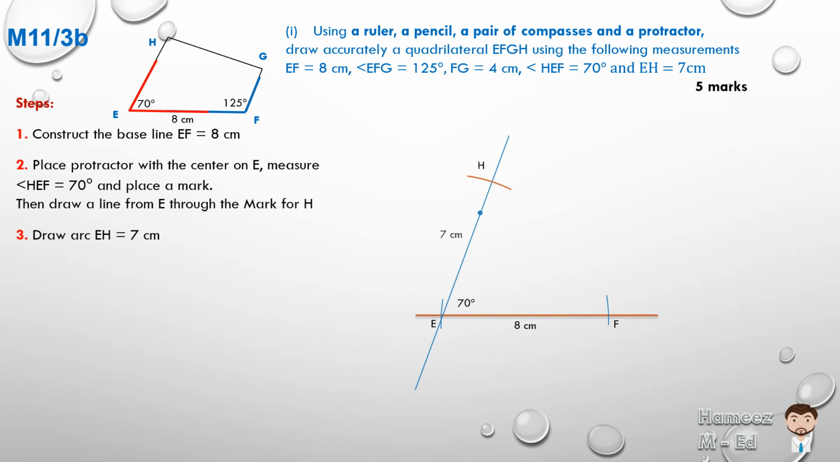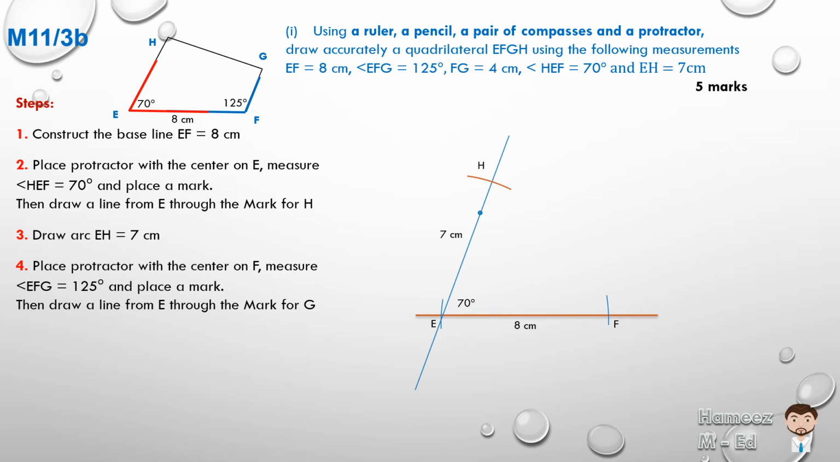So we found 3 of the points. We just need the last point. So how do we get G? Well, we know the angle on the right side base is 125 degrees. So that's not an angle that we can construct.